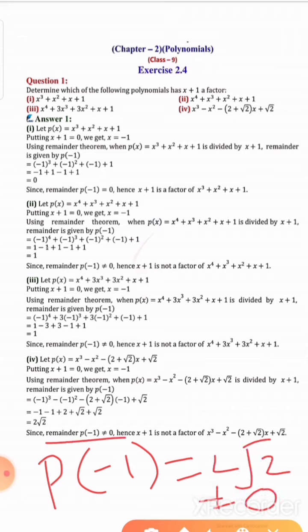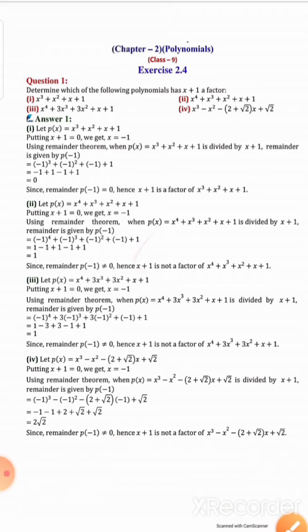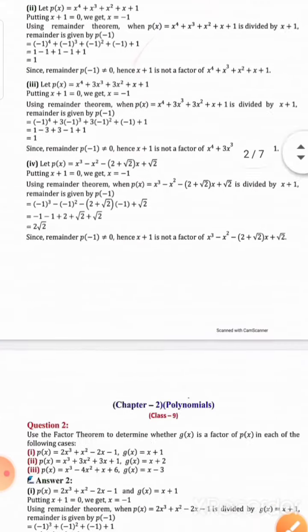So by the remainder theorem, p(−1) is not equal to 0, hence x + 1 is not a factor of our cubic polynomial x³ − x² − (2 + √2)x + √2. Next question, question number 2.